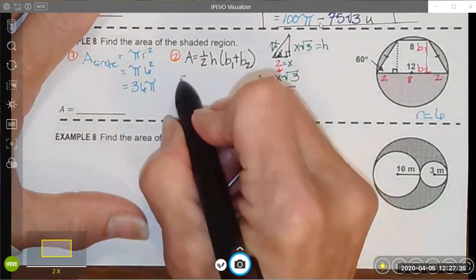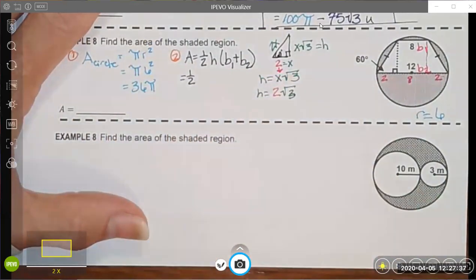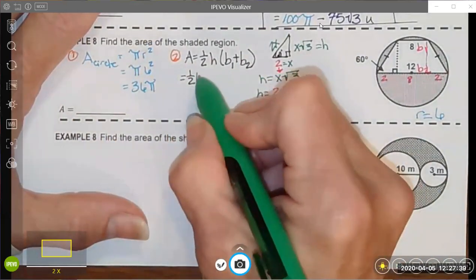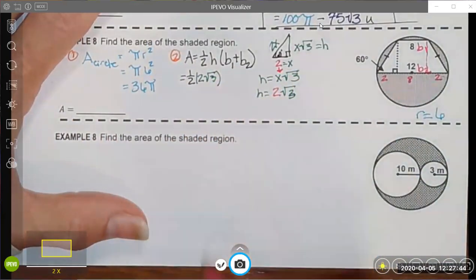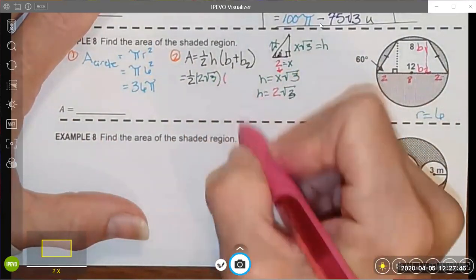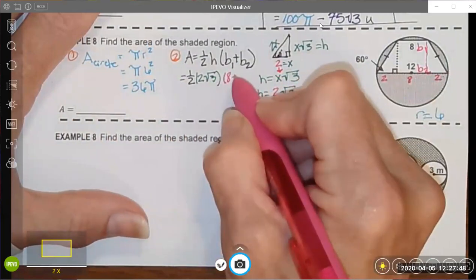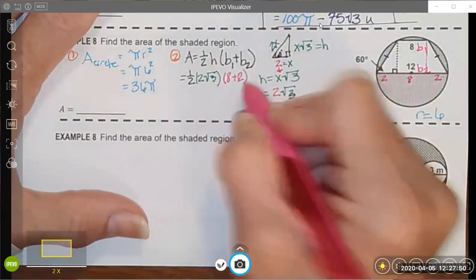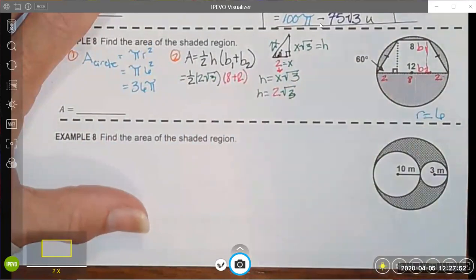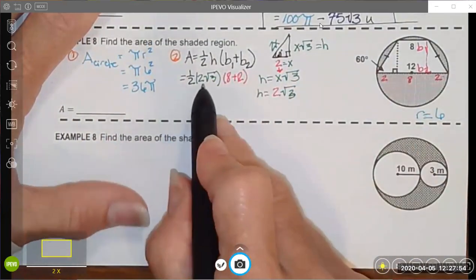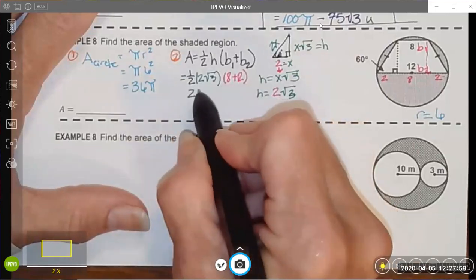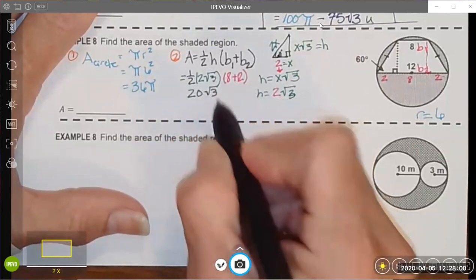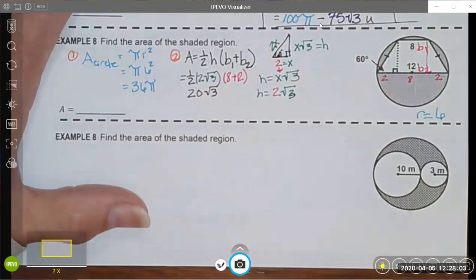If I do that calculation, I'm going to do 1/2 of my height, which was 2 square root 3, times my bases. Base 1 was 8, base 2 was 12. And now I can simplify this expression. Half of 2 is just 1. 8 plus 12 is 20. So I end up with 20 square root 3 as the area of my trapezoid.